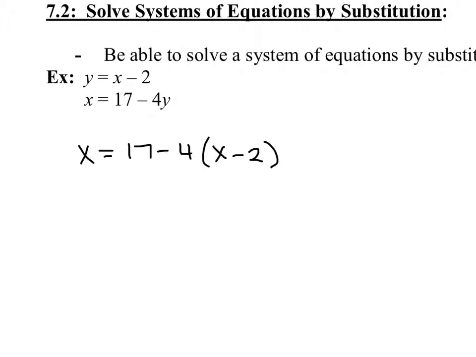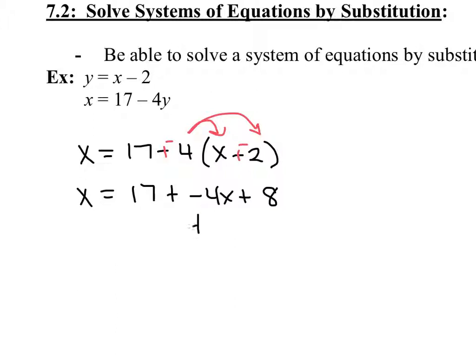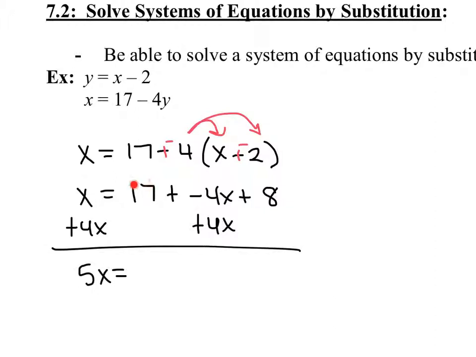Now I'm going to solve it like a normal one-variable equation. Before I do that, I'm going to make those plus negative. So I get x equals 17 plus, and then I'm going to distribute: negative 4x plus positive 8. Be careful with that. That comes from the fact that it's a negative 4 and a negative 2. Then I can add 4x to both sides. So I get 5x equals, and I can combine 17 and 8 to get 25. Divide both sides by 5, x equals 5.